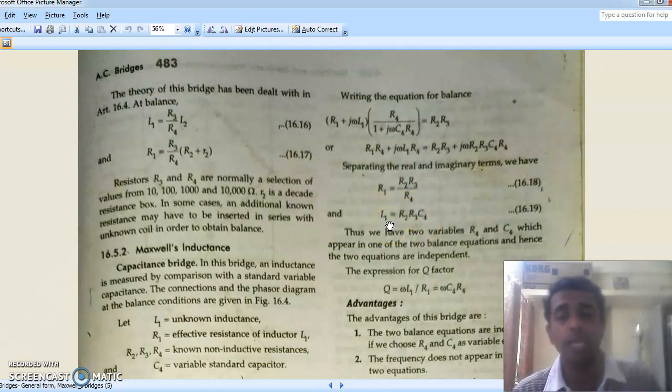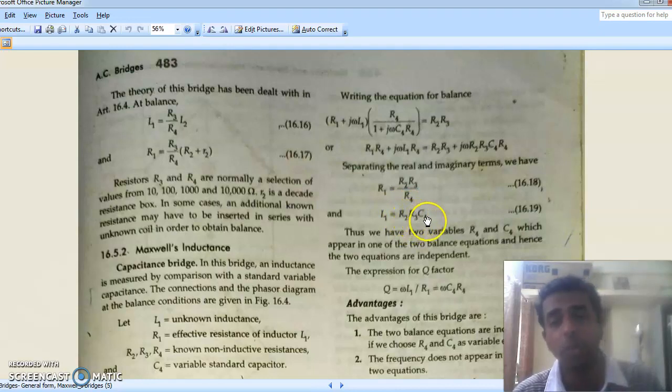So that means if you can select a capacitor value in microfarad range, your decade capacitance box will vary from 1 microfarad, 10 microfarad, 100 microfarad, then 1000 microfarad, like that. So you can easily select capacitor values in the microfarad range. And so if you select the capacitor value in the microfarad range, these two will result in an order of 10 raised to 6.